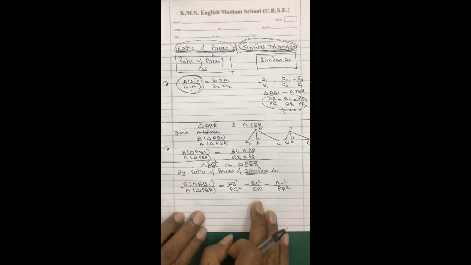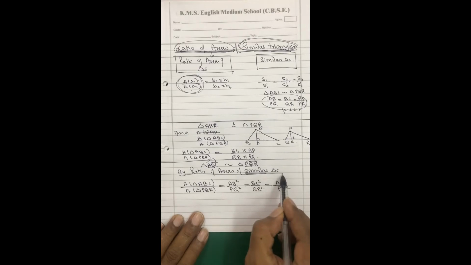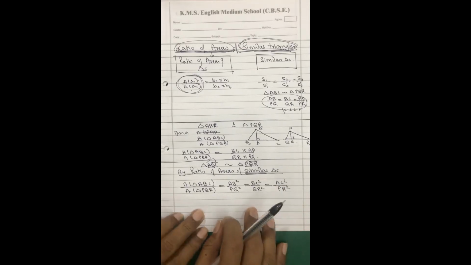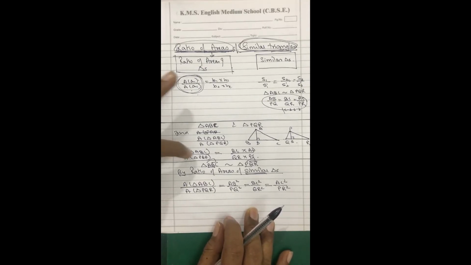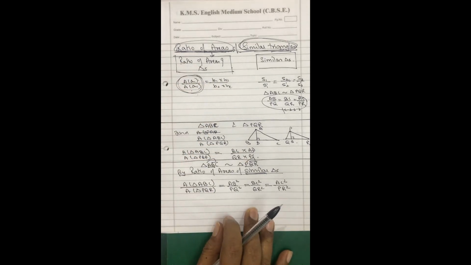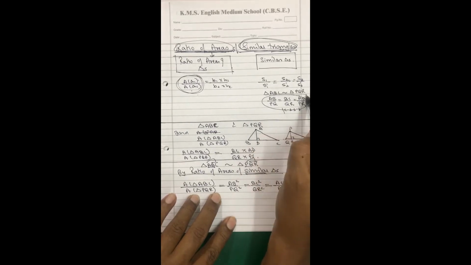Basically this is going to be the output of the ratio of areas of similar triangles. My dear students, if you apply only the ratio of areas of triangles, then it is just base into height upon base into height. And if you apply only corresponding sides of similar triangles, then corresponding side upon corresponding side is equal to corresponding side upon corresponding side is equal to corresponding side upon corresponding side.